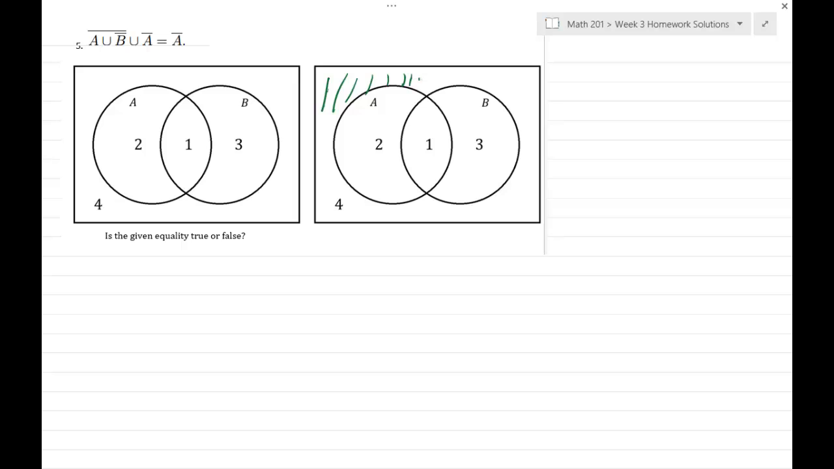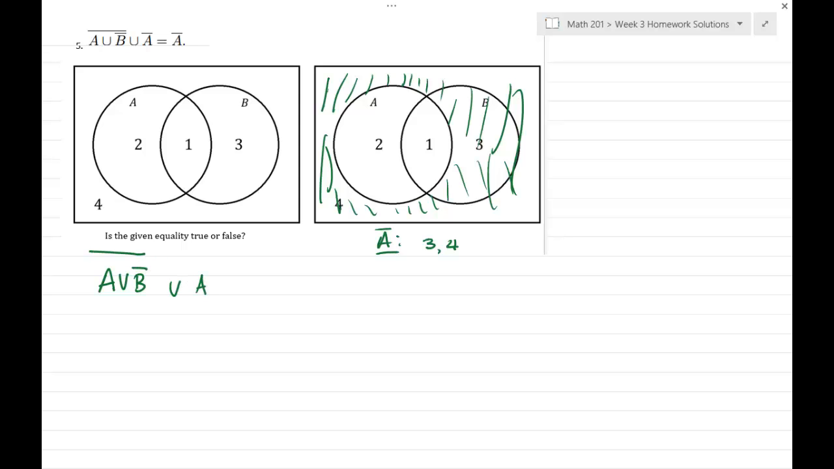So with A complement, we're going to get regions 3 and 4, because those are the only regions where A does not happen. Okay, so A complement contains regions 3 and 4. Now let's look at the complement of A union B complement. Let's just break this down step by step. Let's start by looking at A union B complement.